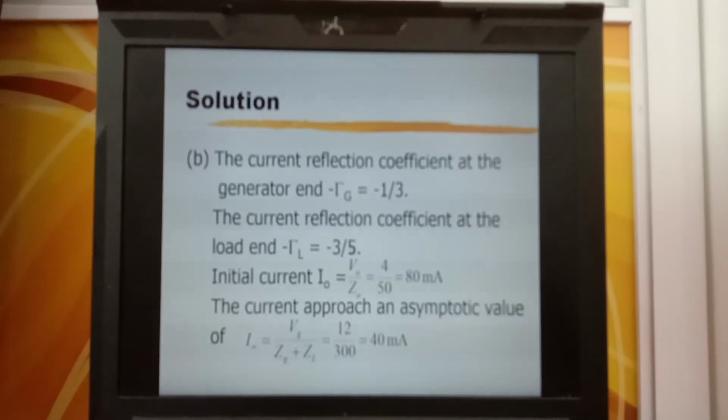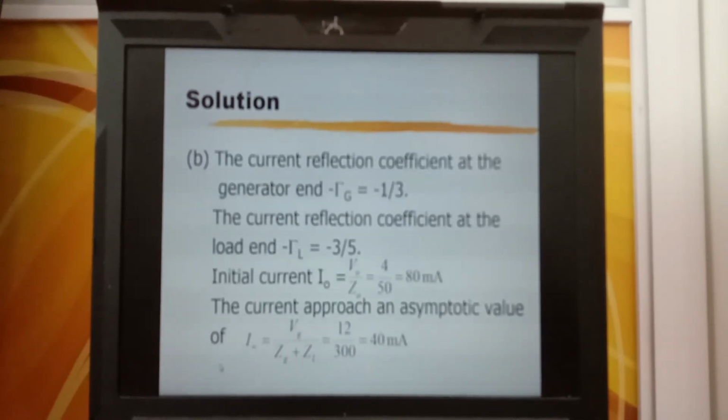The initial current at time t equals 0 is given by V0 over Z0, where Z0 is the characteristic impedance of the transmission line, because at time t equals 0, we do not have any reflected wave. We only have V plus, no V minus. And V plus is given by V0 over Z0. That gives us 80 milliamp.